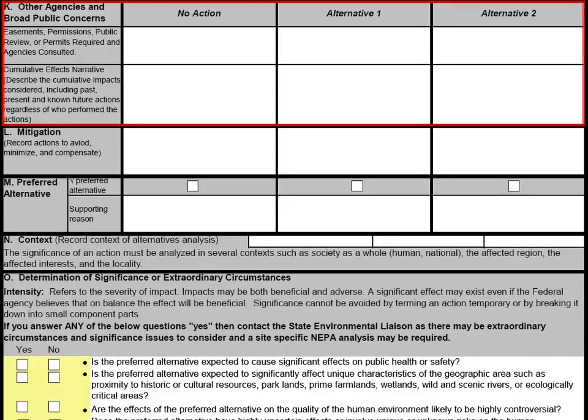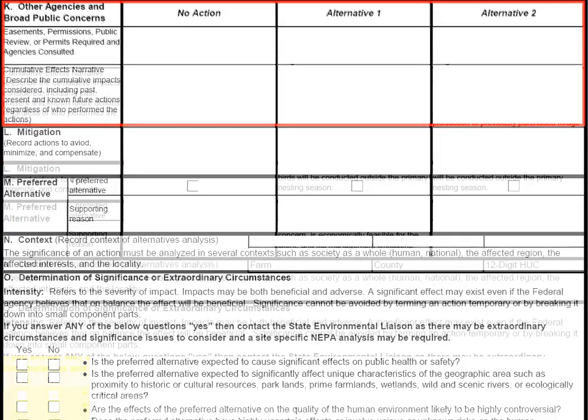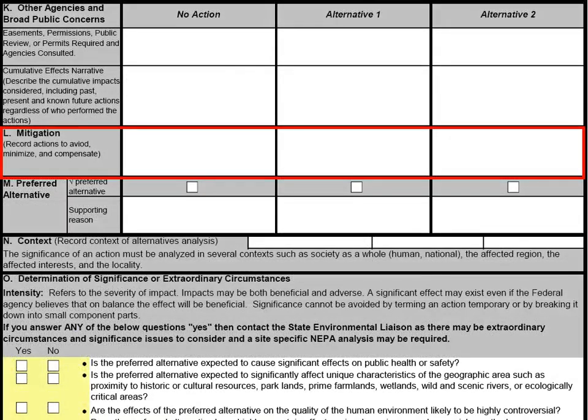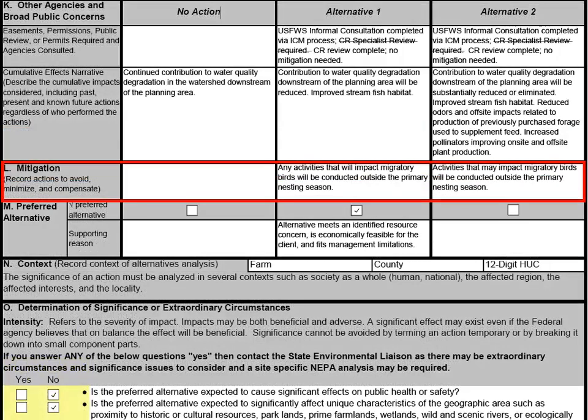In Section K, Other Agencies and Broad Public Concerns, alternatives were further evaluated for any necessary easements, permissions, or permits that would be needed. Additionally, the cumulative effects of each alternative were considered. This required thinking about the impacts, not only of the planned actions, but also the incremental impacts that other past, present, and foreseeable future actions are likely to have on the same resources. In Section L, mitigation measures were documented that were not explicitly included in the alternative and would be needed to offset any foreseeable adverse impacts.